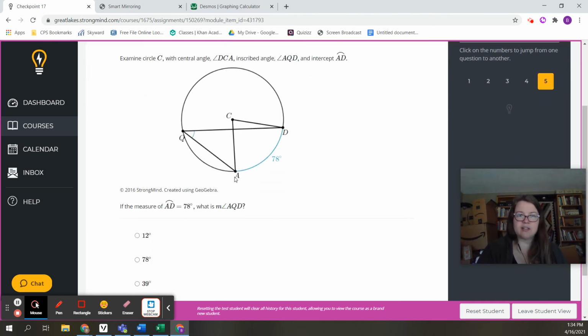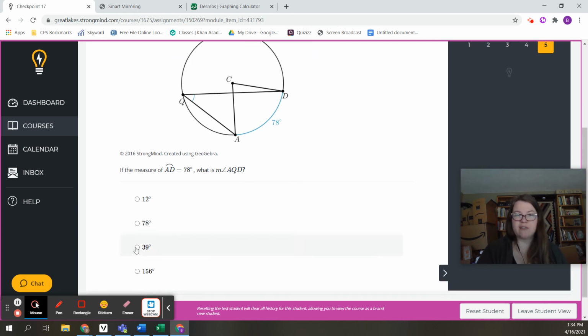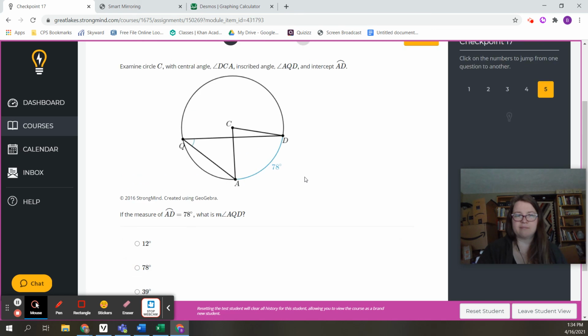And then we have a central angle and we have an arc. So we know that this arc is twice as big as that inscribed angle. And it wants us to find the inscribed angle. So it's going to be half of 78. So 78 divided by 2 is 39.